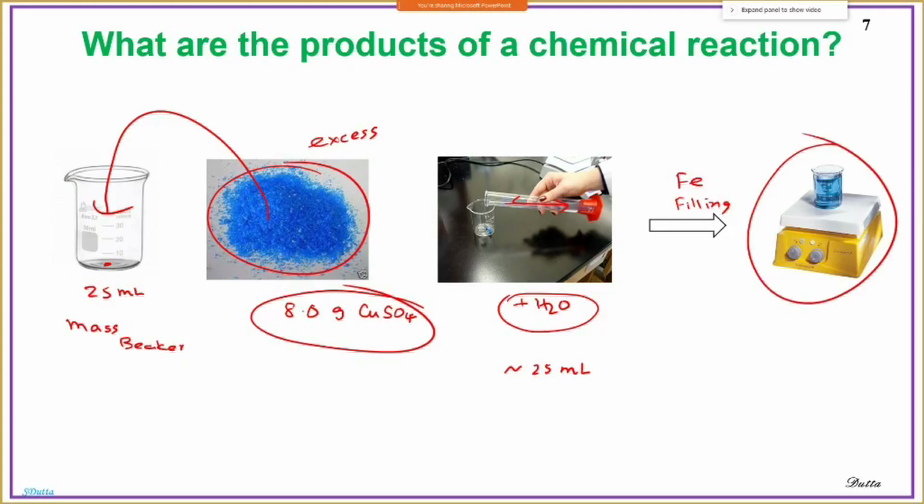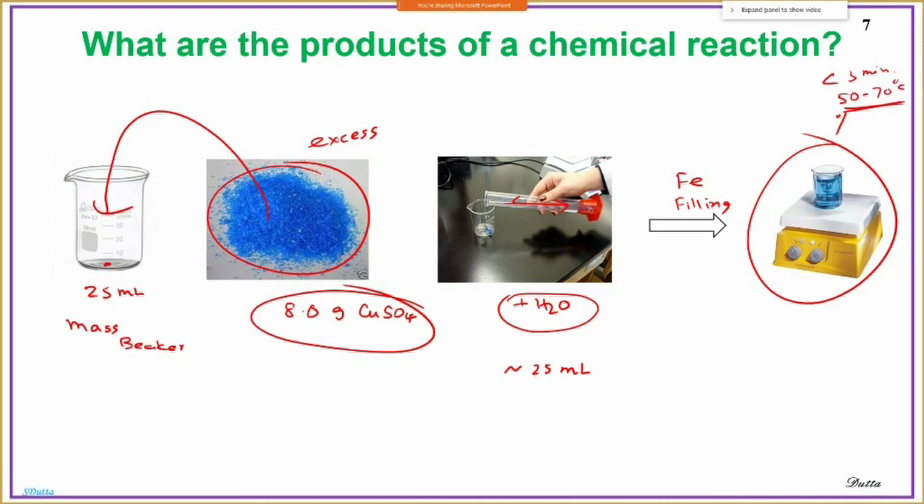Now, the hot plate is just to warm, to heat up a little bit. You can do it at room temperature, but the reaction is a little bit slow at room temperature. The reaction is complete in less than 5 minutes if you do the reaction between 50 and 70 degrees Celsius.